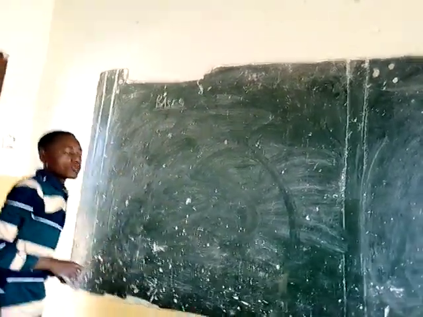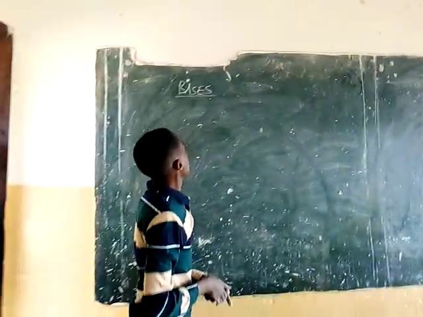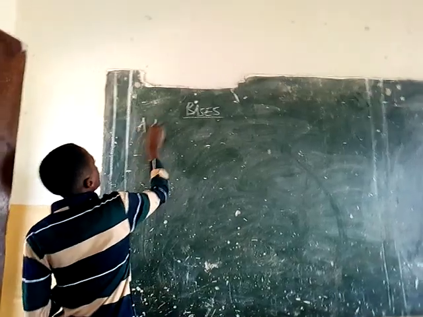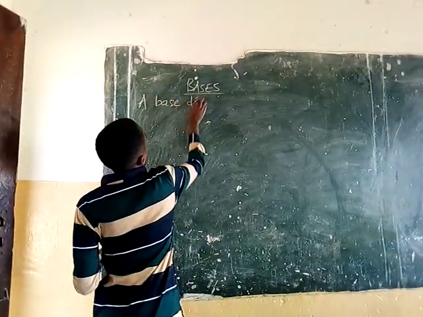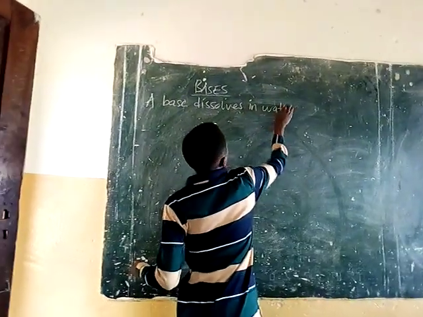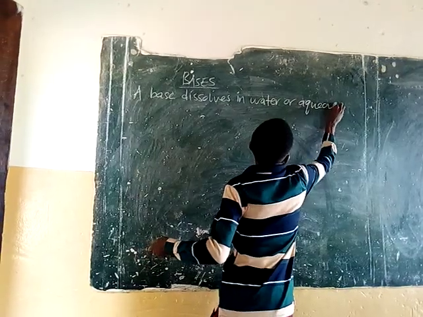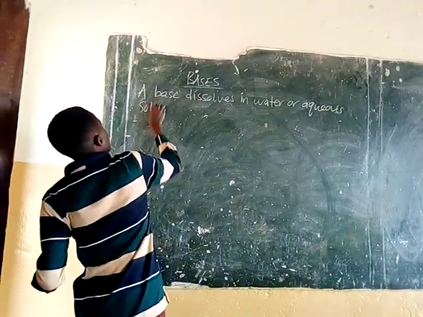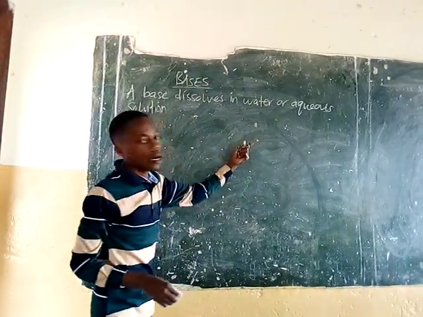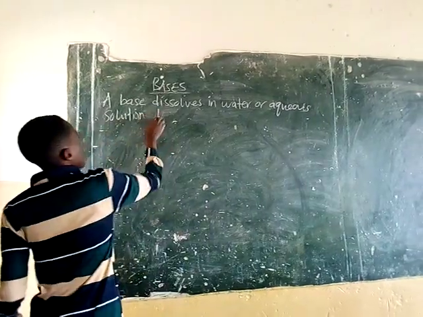Bases. What is a base? A base is a substance that dissolves in water to form hydroxide ions, in water or aqueous solution. So, a base is a substance which, when dissolved in water or aqueous solution, will form hydroxide ions.